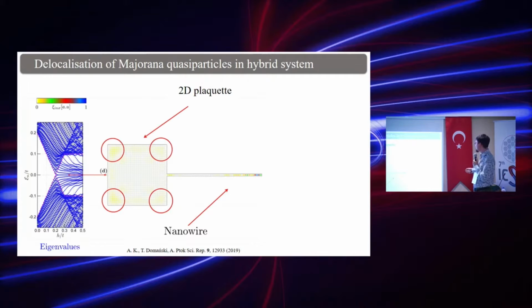And this is a result of the situation that we had a Majorana here. However, after joining those systems, the Majorana bound state flowed to the edges and corners of the system, and it localized there, and the other Majorana was left virtually unchanged.